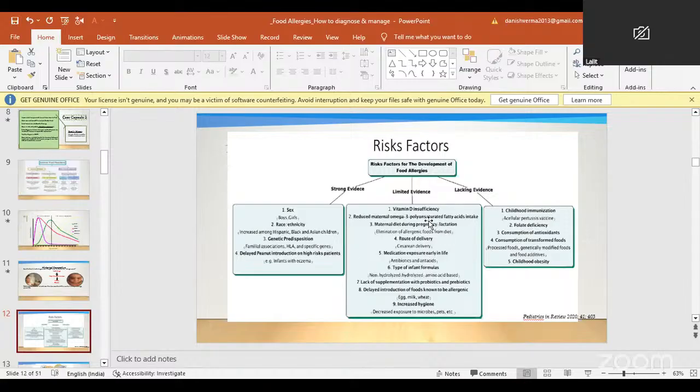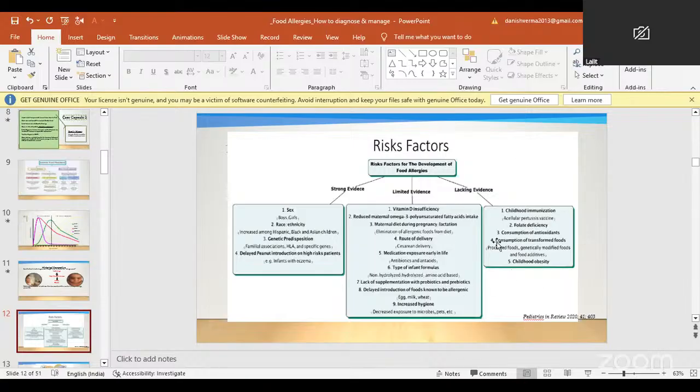There is limited evidence for certain things: vitamin D, reduced ingestion of omega 3 by the mother, route of delivery, which is C-section, types of infant formula used, and delayed introduction of foods known to be allergic. As I said, there was this thing in the West not to start eggs, milk, and wheat early, but that was causing more problems. And then increased hygiene: decreased exposure to microbes is one of the important things. So nowadays we say not blood bath, but the mud bath. Basically, do not try to be overly hygienic. This is one of the studies which came from Italy.